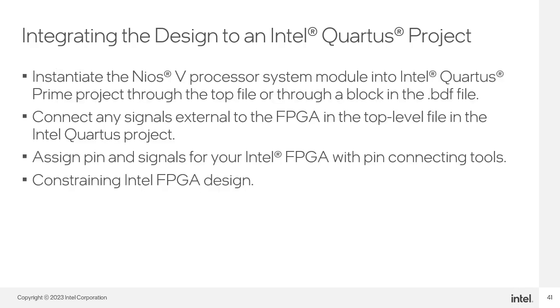To integrate the design to an Intel Quartus project you can instantiate the Nios V processor system module into the Intel Quartus Prime project through the top file or through a block in the .bdf file. Connect any signals external to the FPGA in the top-level file in the Intel Quartus project. Assign pins and signals for your Intel FPGA with pin connecting tools. Constraining Intel FPGA design.